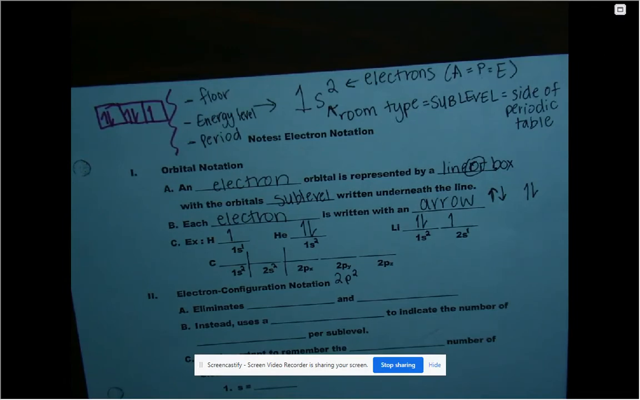Now I understand. I froze the screen. I'm sorry, guys. I was like, why can't you see my hand? I can see it on my screen. All right, there you go.